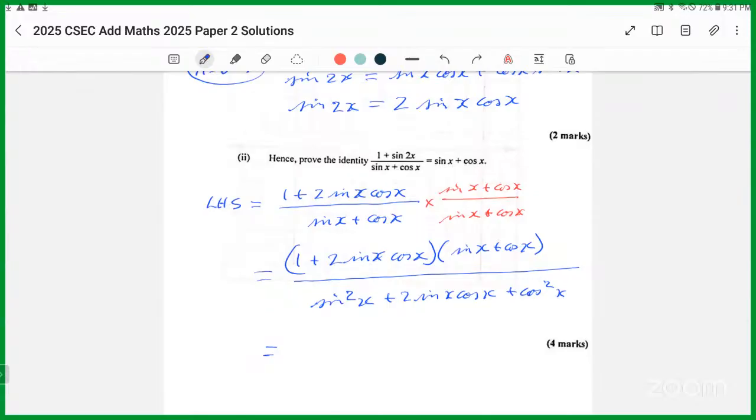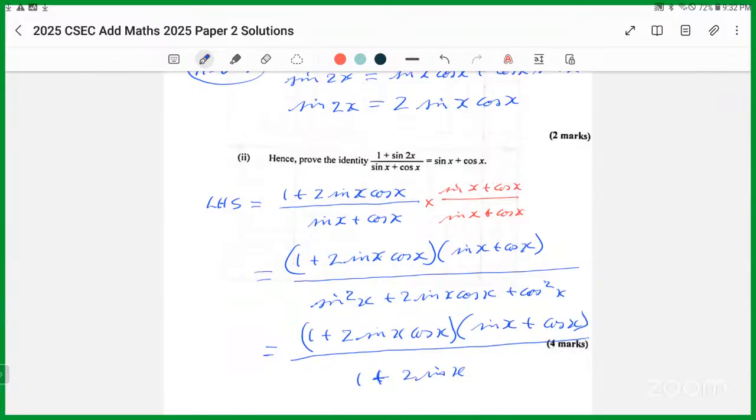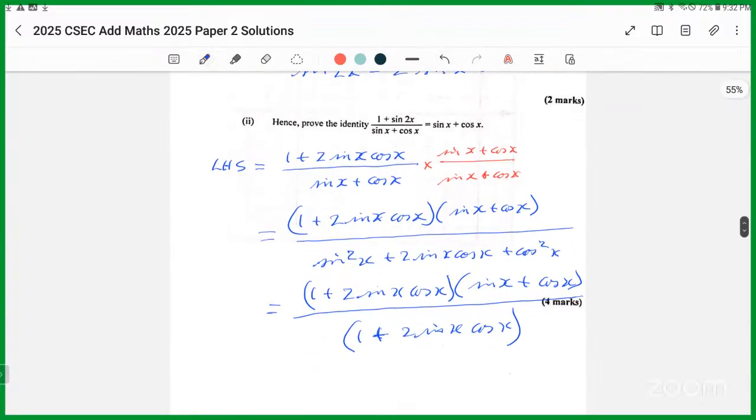Right? So it becomes 1 plus 2 sin x cos x times the sin x plus cos x, divided by all of this, which is now another 1 plus 2 sin x cos x. Why is that? Because sin squared plus cos squared is equal to this 1. These two things cancel each other. This and this cancel each other. So we are left with this.